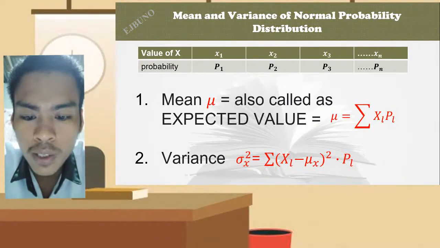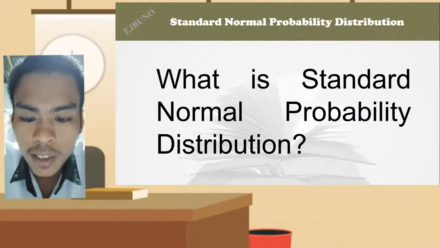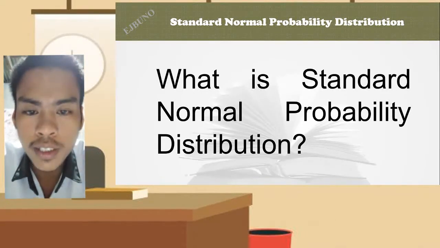The variance is equal to the summation of the squared value of every x minus the mean, multiplied by the probability. What is the standard normal probability distribution? The standard normal distribution is a normal distribution with a mean of 0 and a standard deviation of 1. It is centered at 0, and the degree to which a given measurement deviates from the mean is given by the standard deviation.